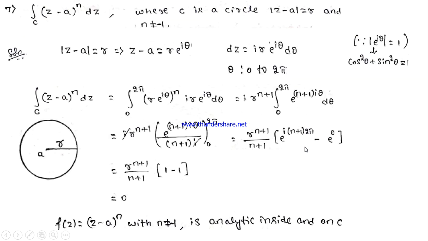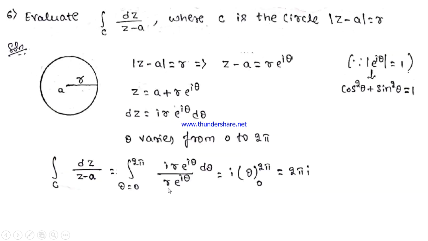Next example. In this case, you can note that f of z equal to z minus a power n becomes an analytic function. It's an analytic function in this region as well as on the boundary. As a result, the value of this integral is once again 0. There is no flaw, you can differentiate this function at every point in this region. But if I consider this next example, here f of z is given by 1 by z minus a. That is, in the previous example I am supposed to take n equal to minus 1. So this is what the situation is.